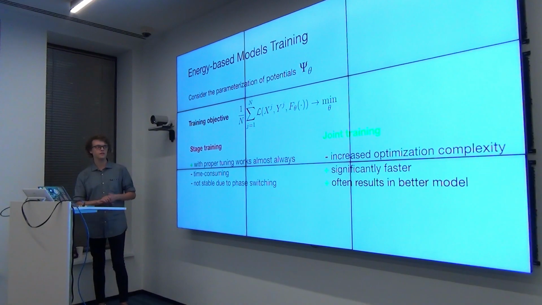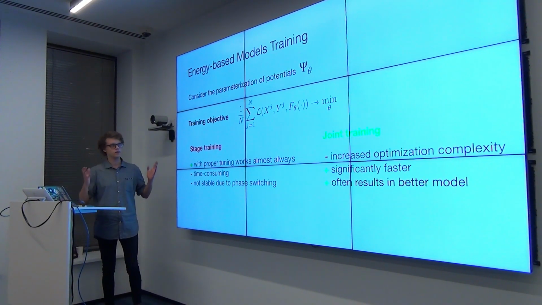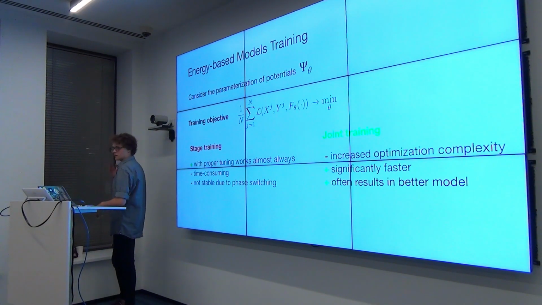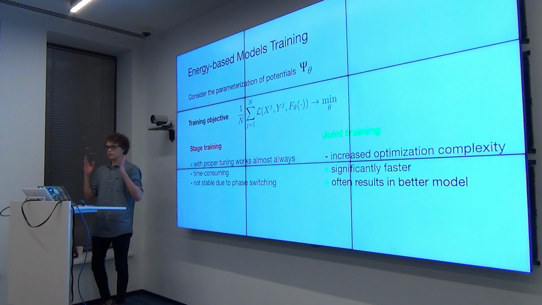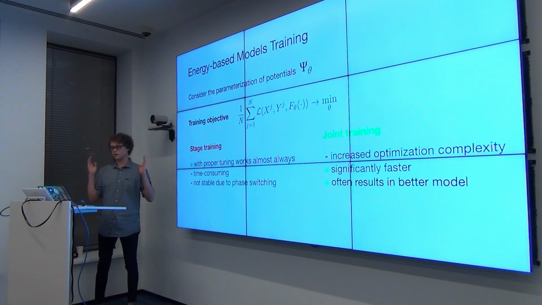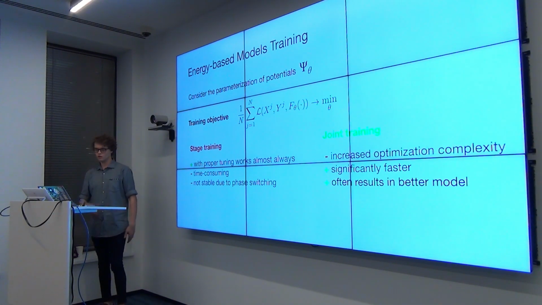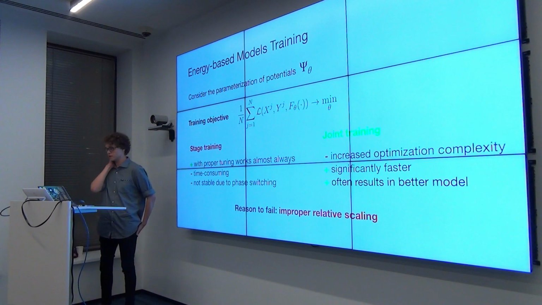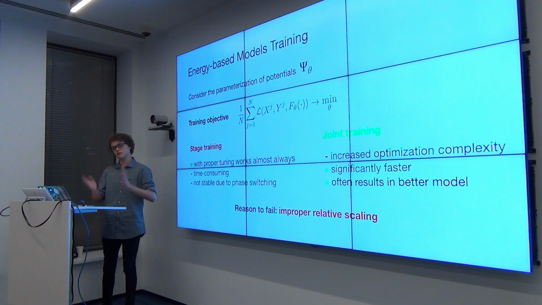A quite natural way is to use joint training, to train this system simultaneously from the beginning. It is much faster because we need to tune hyperparameters only once. There are fewer ambiguities, but however, this approach often unexpectedly fails due to increased optimization complexity, because now we're optimizing all the parameters. And we claim that the particular reason for joint training to fail is improper relative scaling of the parameters, namely the unary potentials and pairwise potentials.